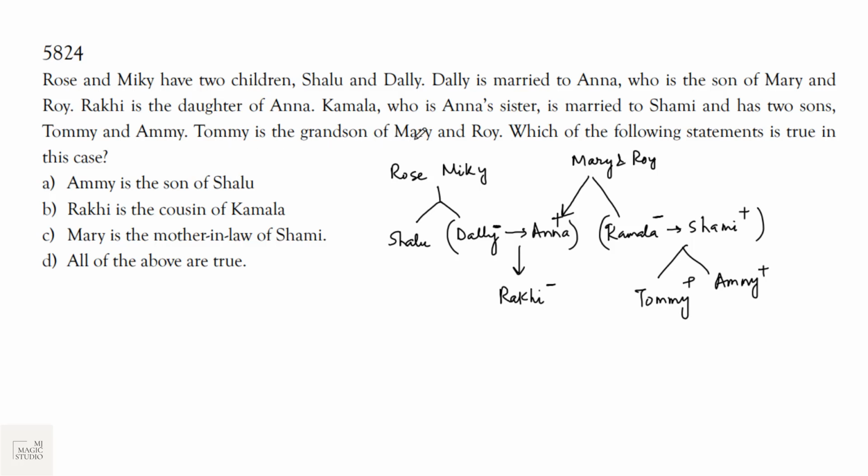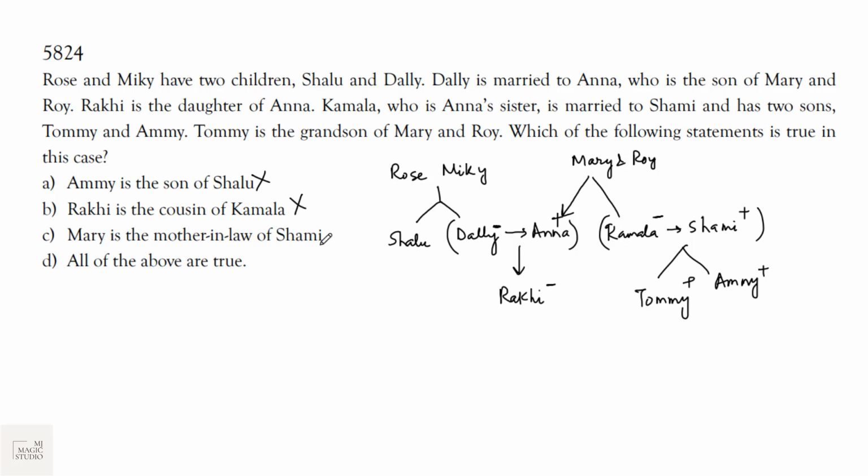Tommy is the grandson of Mary and Roy. Here, obviously, we can see that. Which of the following statements is true in this case? Amy is the son of Salu. No, Amy is the son of Kamala and Shami. Rakhi is the cousin of Kamala. No, Rakhi is the niece of Kamala.